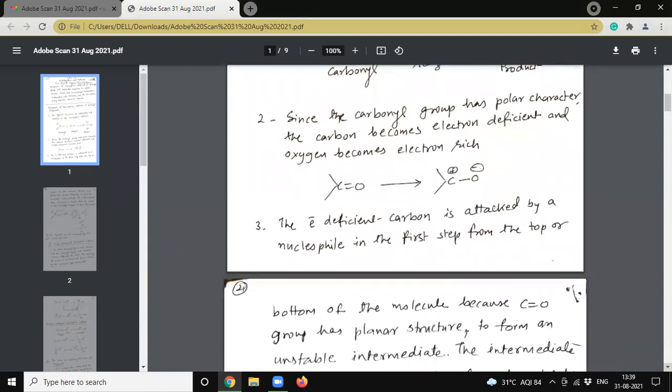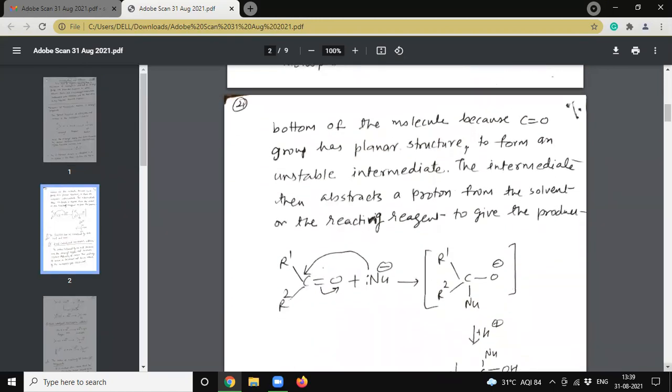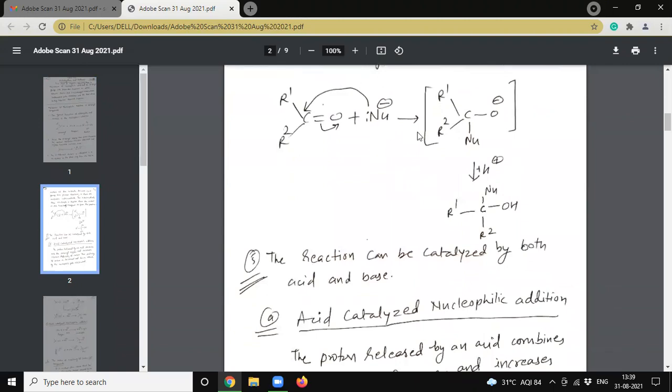Since the carbonyl group has polar character, the carbon becomes electron deficient and oxygen becomes electron rich. See here, the electron deficient carbon is attacked by a nucleophile in the first step from the top or bottom of the molecule, because the carbonyl group has a planar structure, to form an unstable intermediate. The intermediate then abstracts a proton from the solvent or the reactive reagent to give the product. So in this way, nucleophilic addition occurs.